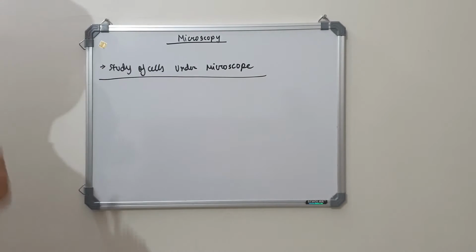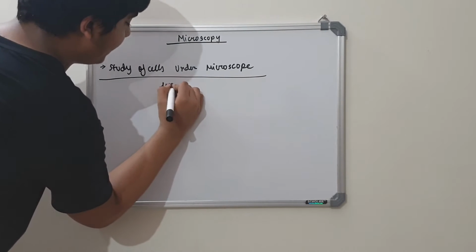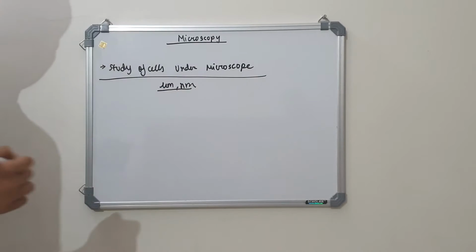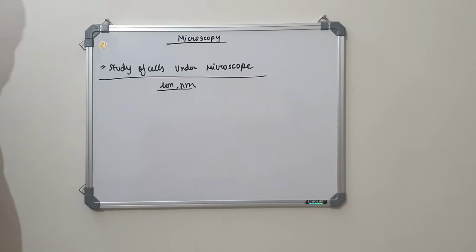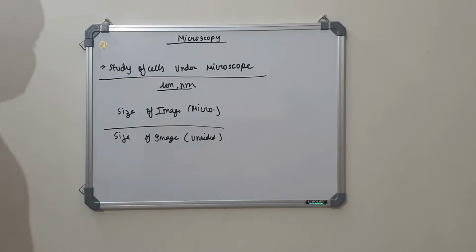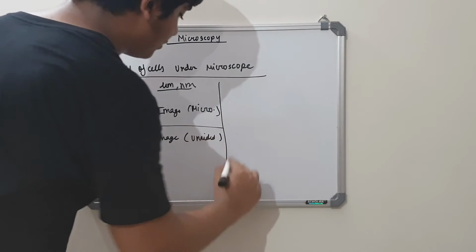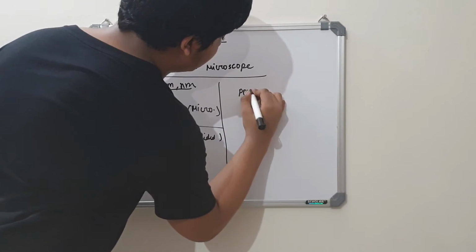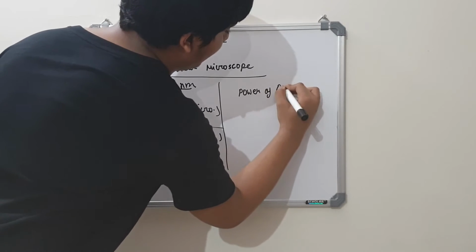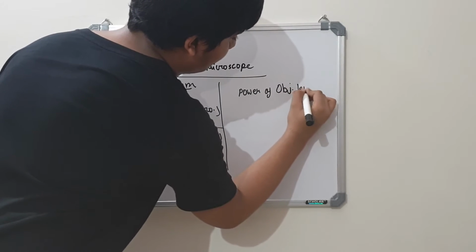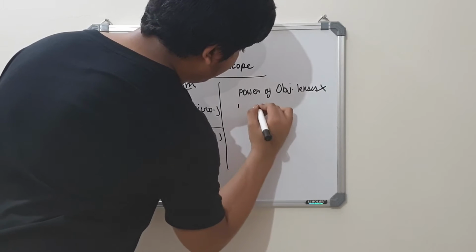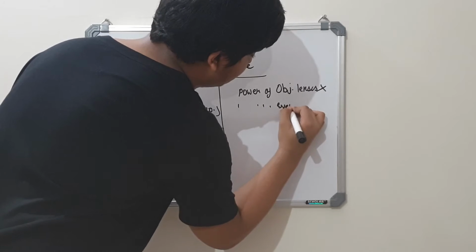These cells are very small and are generally measured in microns or nanometers. Now let's come to magnification. Magnification is the ratio of the size of the image as observed under a microscope to the size of the image as seen by an unaided eye. There is another formula for compound microscopes: power of objective lens into power of eyepiece lens.